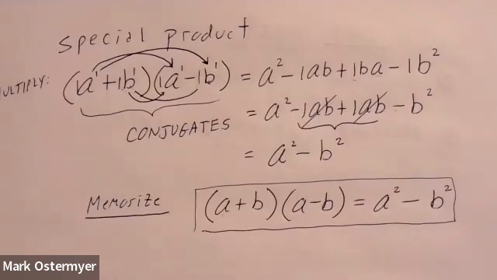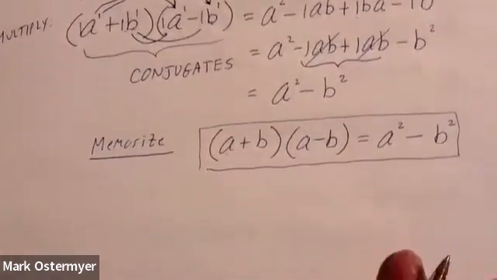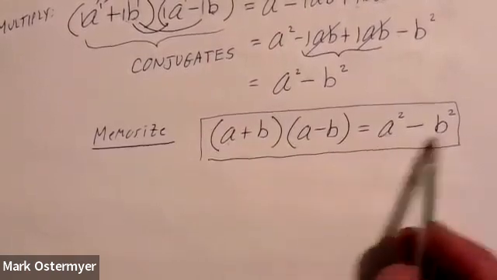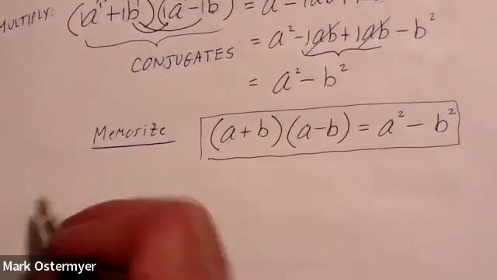So again, I would strongly recommend that you just remember that pattern there. That'll speed up your ability to multiply conjugate binomials together. Now they have to be conjugates of each other in order to go immediately to this product here.